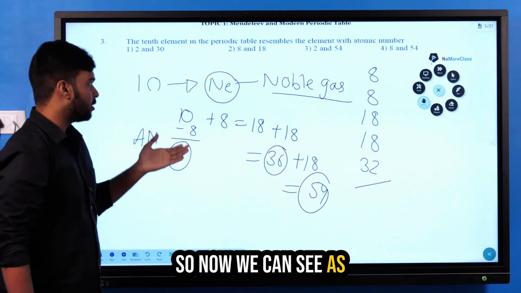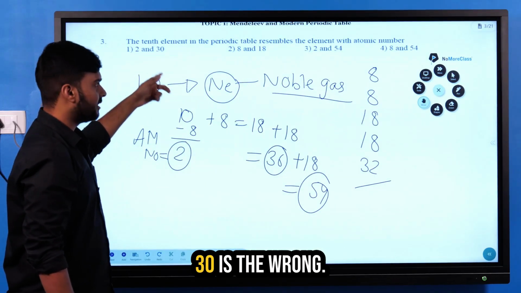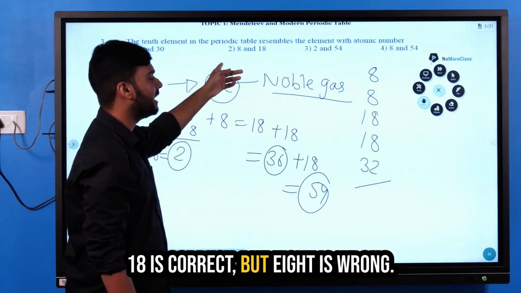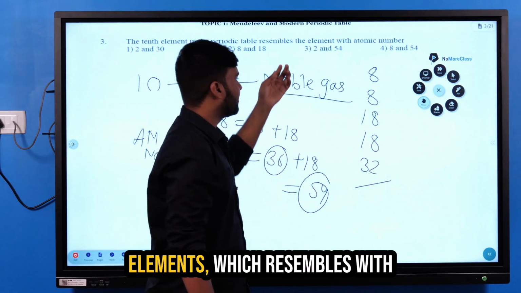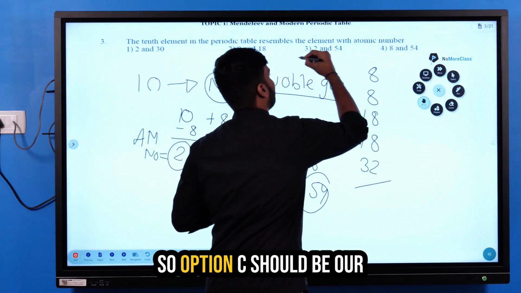So now we can check the options. The option 2 and 30 is wrong, because 2 is correct but 30 is wrong. 8 and 18: 18 is correct, but 8 is wrong. Third option, 2 and 54: both are elements which resemble atomic number 10 because they belong to the same group. So option C should be our answer.